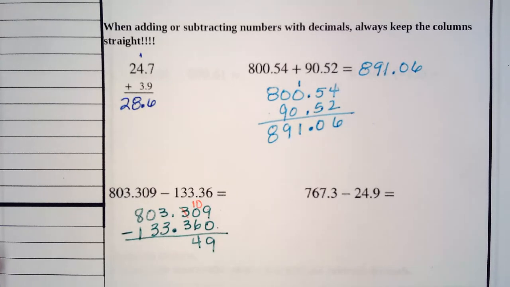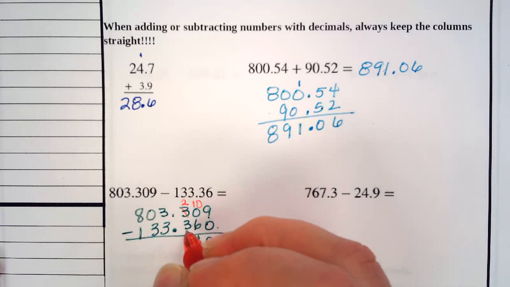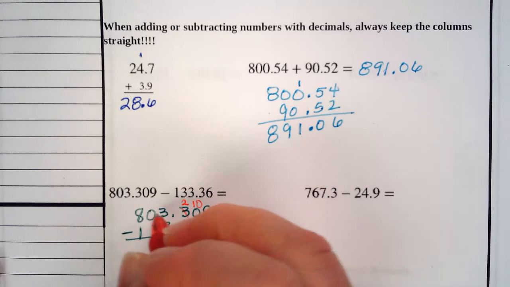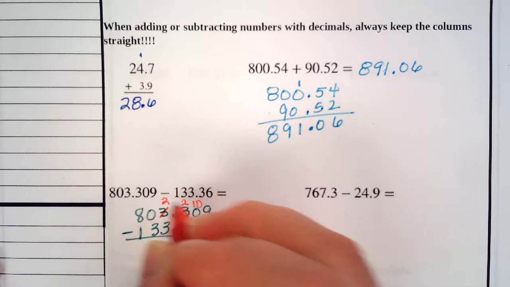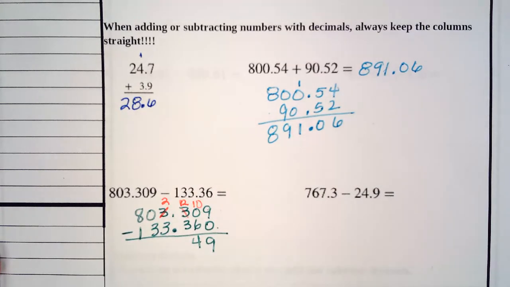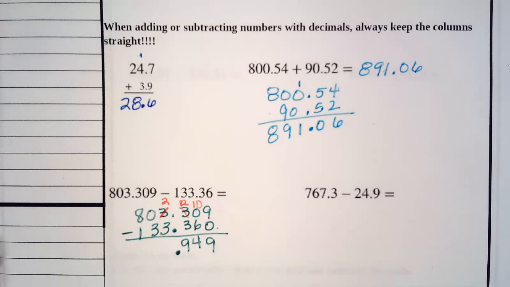But now I've got another problem because this is a 2 here. 2 minus 3 doesn't work. I've got to borrow again. This 3 becomes 2, and I bring the 10 over. 12 minus 3 is 9. Bring my decimal down.